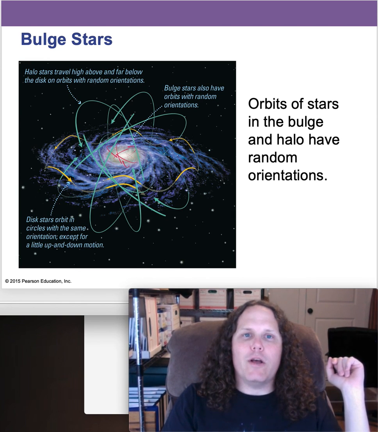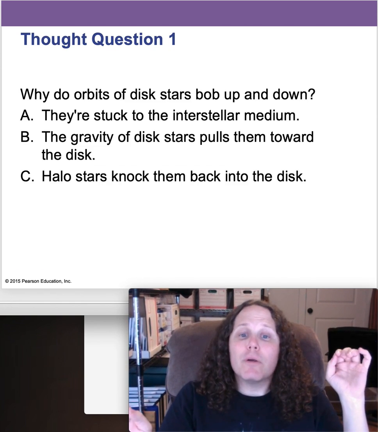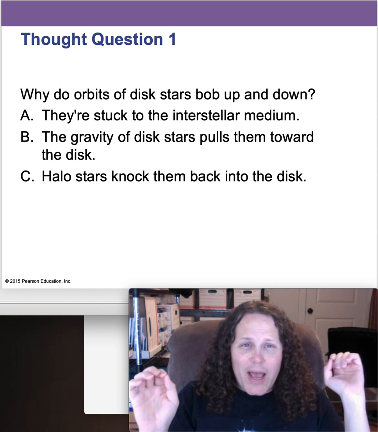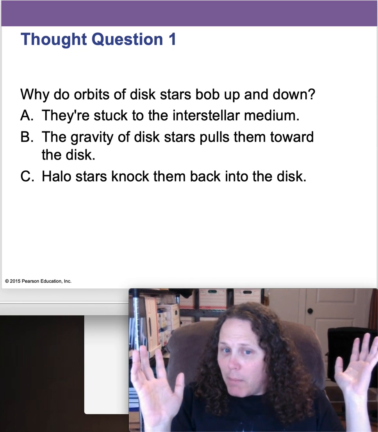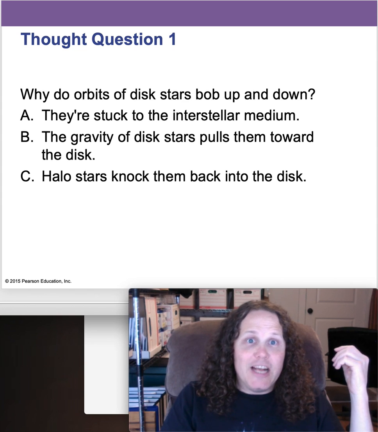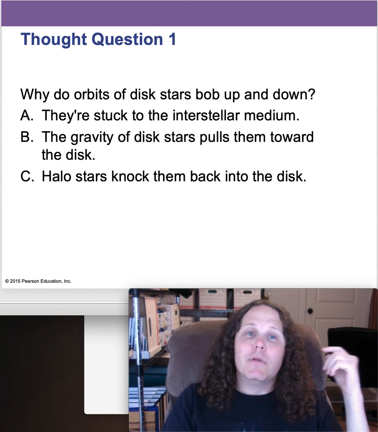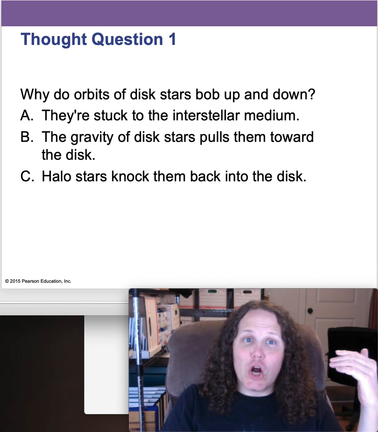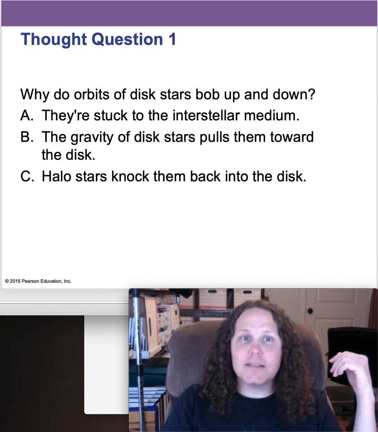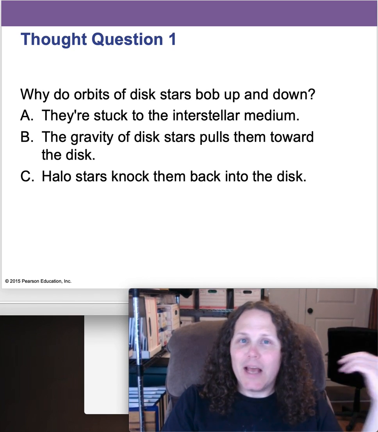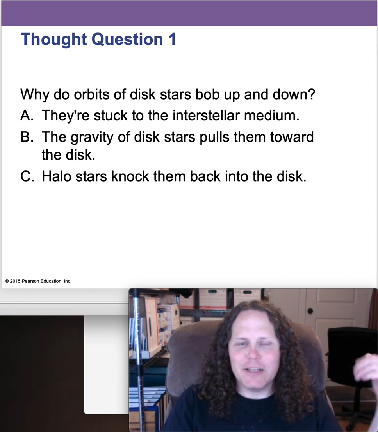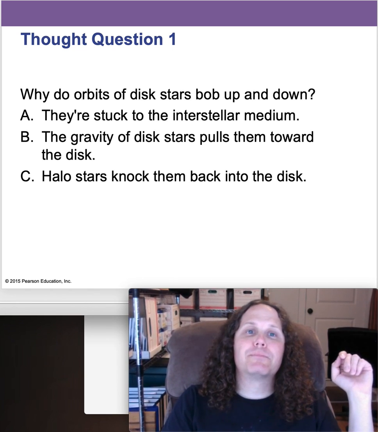So here's a thought question that just might end up on exam 4. Why do orbits of disk stars bob up and down? Are they stuck to the interstellar medium? Does the gravity of the disk stars pull them toward the disk? Or do halo stars knock them back into the disk? Write the answer in your notebook.